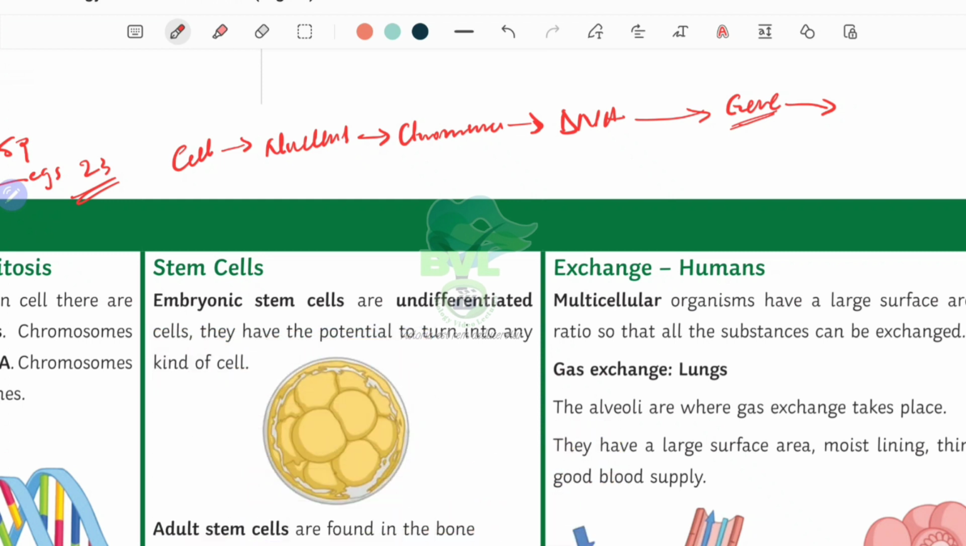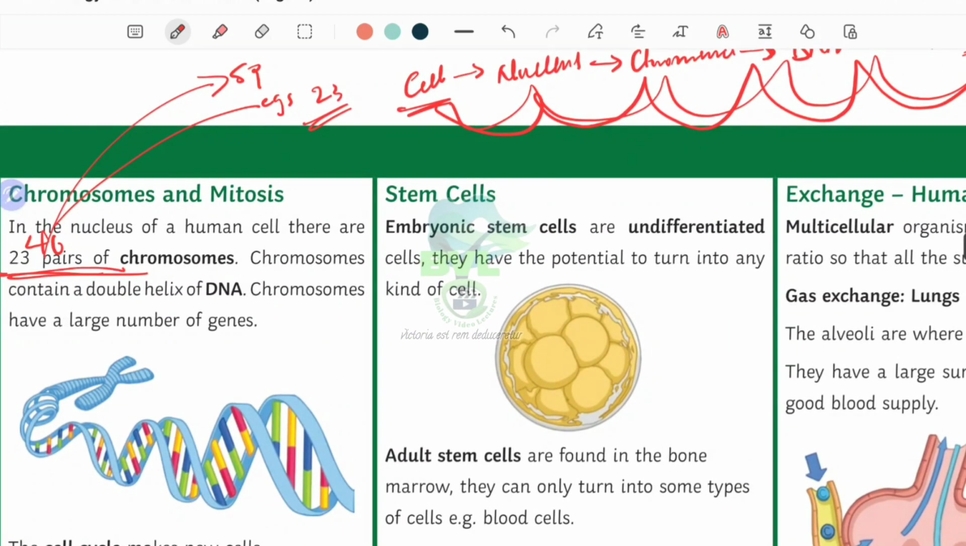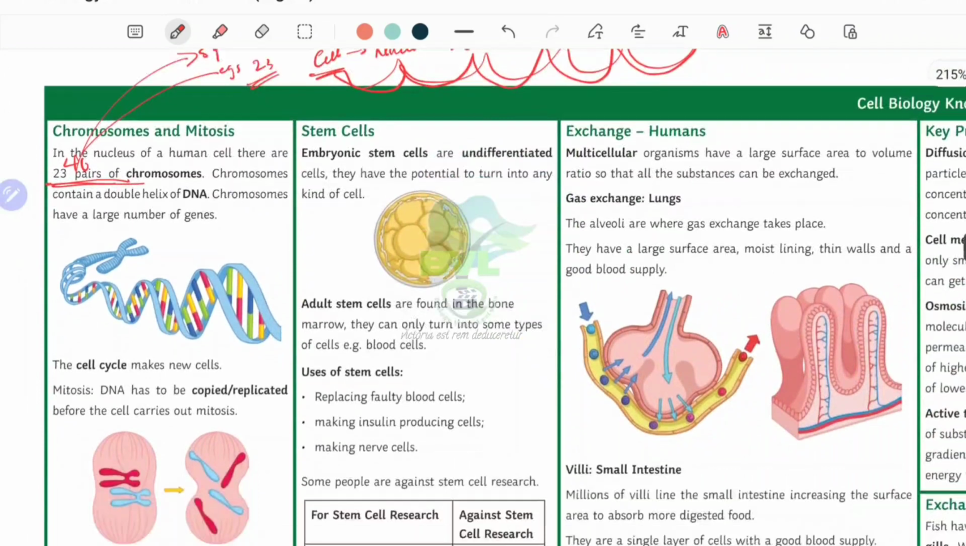Of course, we're going to see more of that in paper 2. So from the biggest to the smallest, like that, but from the smallest to the biggest, like this. Please do know that. So that's the hierarchy of the cell, or structures of the cell.